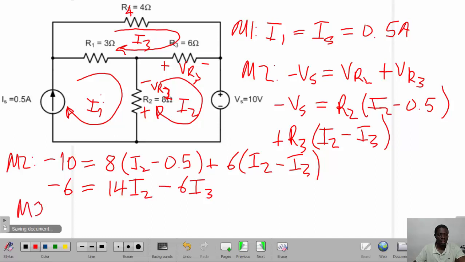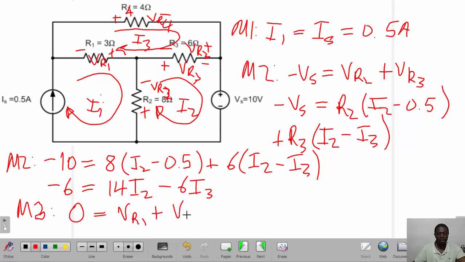For mesh 3, what we have is we have no source. So the source is 0, which is equal to, by the direction of the current, we have plus minus VR1 plus minus VR4 plus minus VR3. So when we add the drops, what we have is VR1 plus VR3 plus VR4 as our voltage drops.